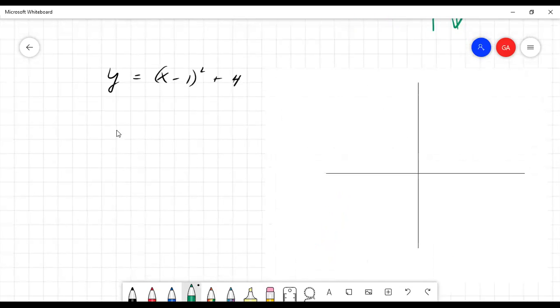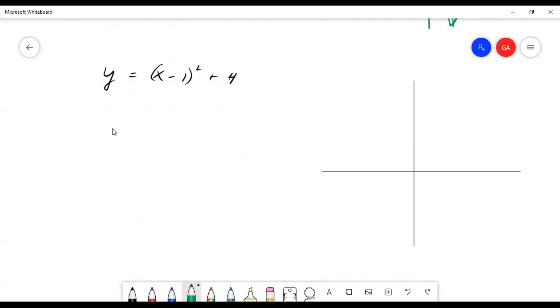Okay, so now I have a little bit more going on. What is the parent function? y equals x squared. And so here it is. And this time we'll use different colors. Okay, now what do I do first? What is closest to x? Is it the 4 or is it the -1? -1. And what does that do? First of all, that's a horizontal shift, and does it shift to the right or to the left?